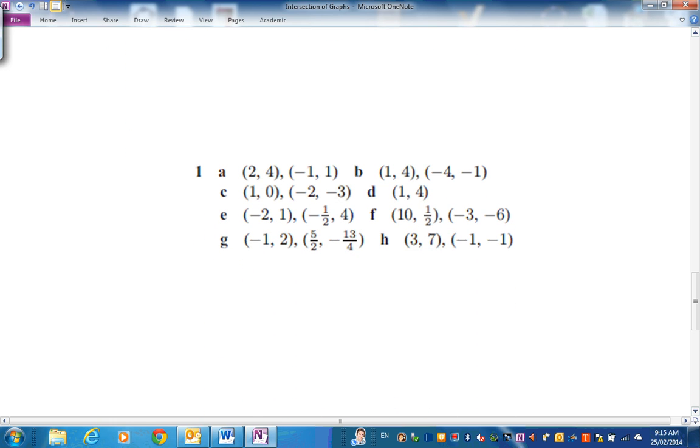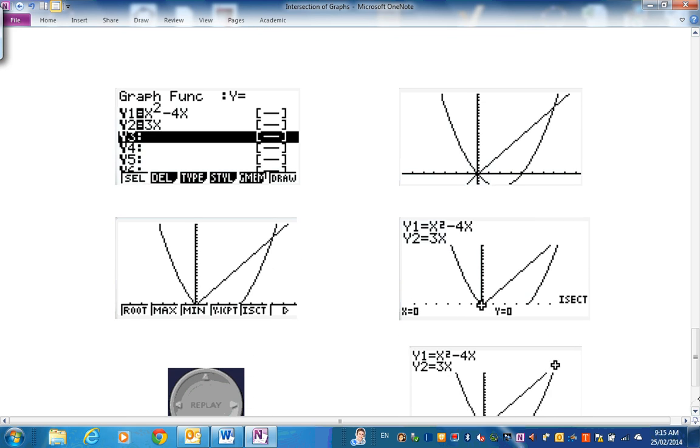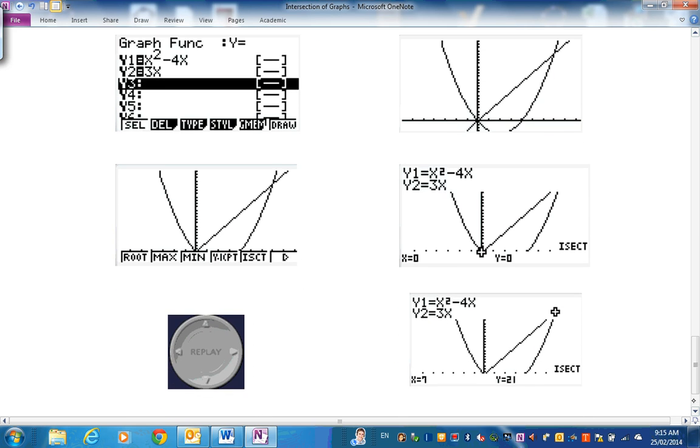All right, now we also want to be able to do this with technology. So I've got a little bit of technology coming up down here. And here it is. Okay, this is on the Casio 9860 Plus. Great graphics display calculator. What do we do? Well, we go to graph mode, put the two functions in. I've got x squared take 4x and 3x here. You then hit draw or execute and you'll get the graph.